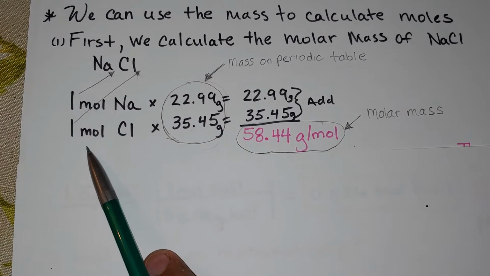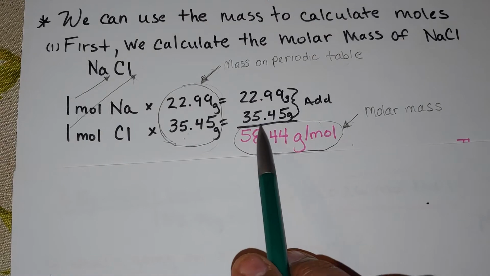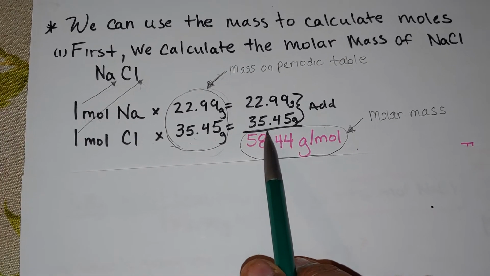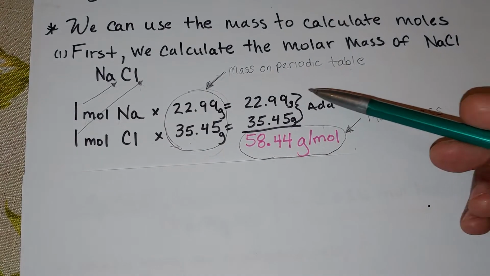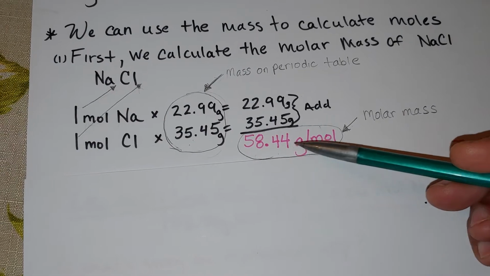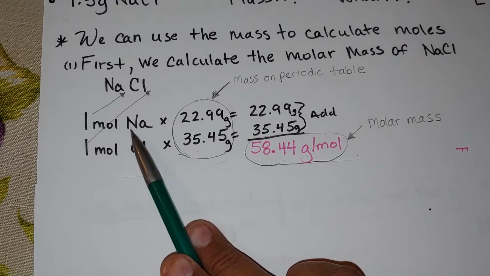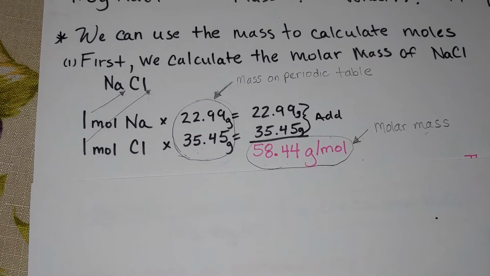Okay, once I do that, just like I did above, I'm going to multiply 1 times 35.45, and there it is. Once I get all the elements that are in that particular compound, I add up those numbers, and I get 58.44 grams per 1 mole of sodium chloride. And that's going to be our molar mass for sodium chloride.